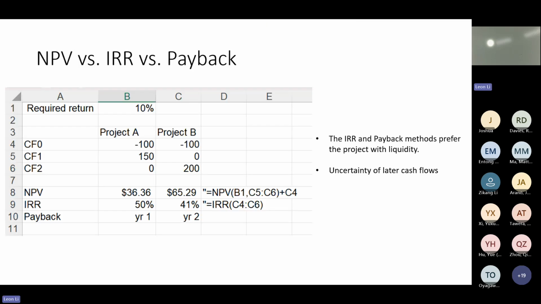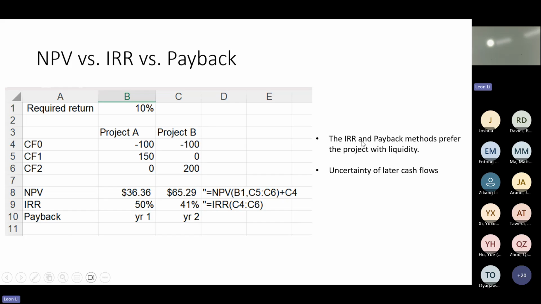We have the example in the class. We have two projects, project A and project B, and I show you the cash flow. This example is a 2-year project: CF0 negative, CF1, CF2. Then calculate the NPV and the IRR. Again, I hope students can handle the timeline to show the timing and the amount of the cash flow. Then you can use Excel to calculate the NPV and the IRR and the payback.